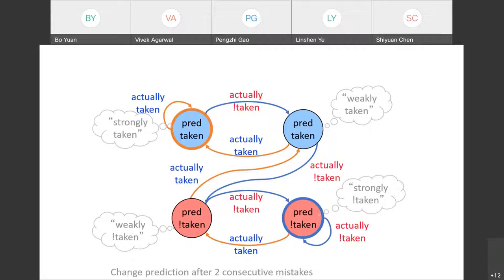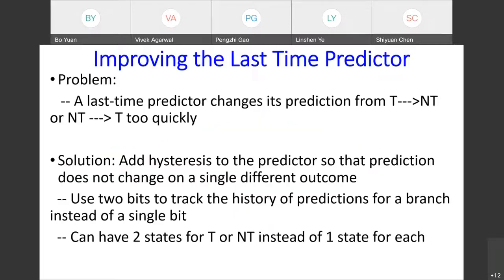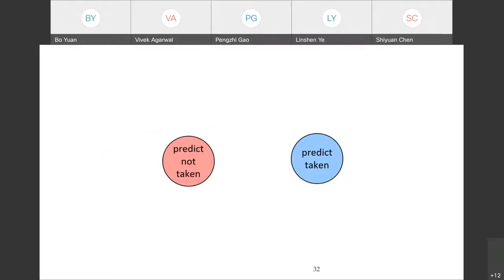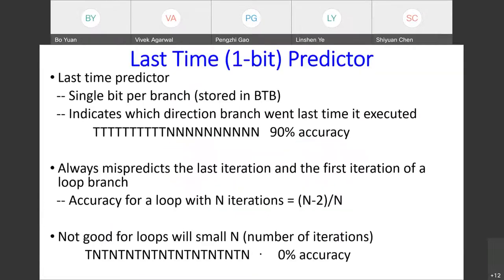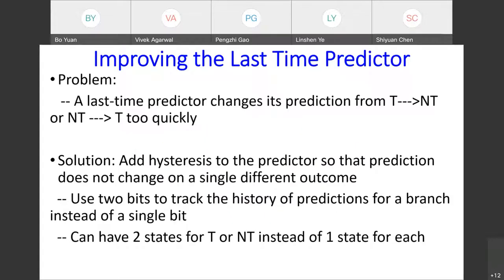So this 2-bit predictor is not good at that, but for other workloads, just like something like this, the 1-bit is very bad. So overall, regarding accuracy, the 2-bit still performs better than the 1-bit. That's the overall accuracy.